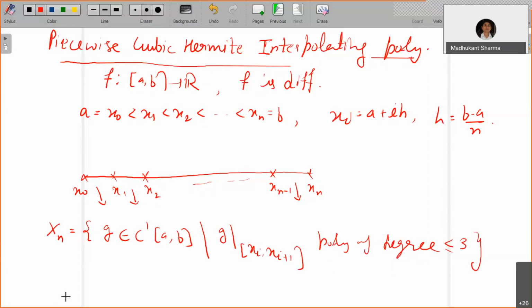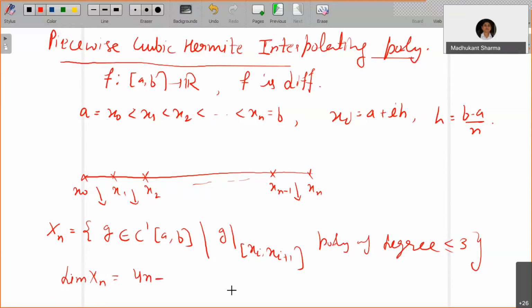So what will be the dimension here? The dimension of Xn, what will it be? Assume C1. When you don't have any assumptions, you have four arbitrary members in the basis 1, x, x squared, x cubed. For each interval, you have four arbitrary constants, a0, a1, a2, a3. In total there are n polynomials, so you have 4n.